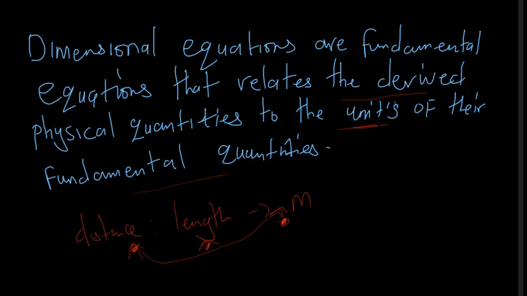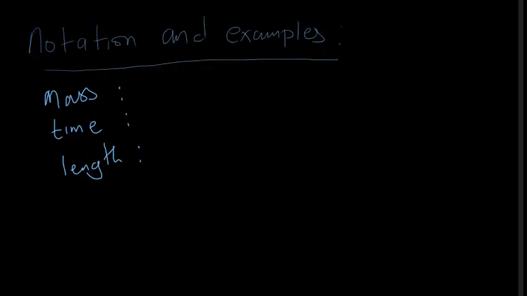Now, as we discuss dimensions, let us look at how we express the dimensions of a physical quantity, and let us look at a few examples. So let's look at the notation and a few examples of dimensions. The fundamental physical quantities, as already discussed, are mass, time, and length. So how do we express the dimensions of these? If we know how to express the dimensions of these, then it becomes easy to know how to express the dimensions of the derived physical quantities, because the derived physical quantities are just derived from these fundamental units.